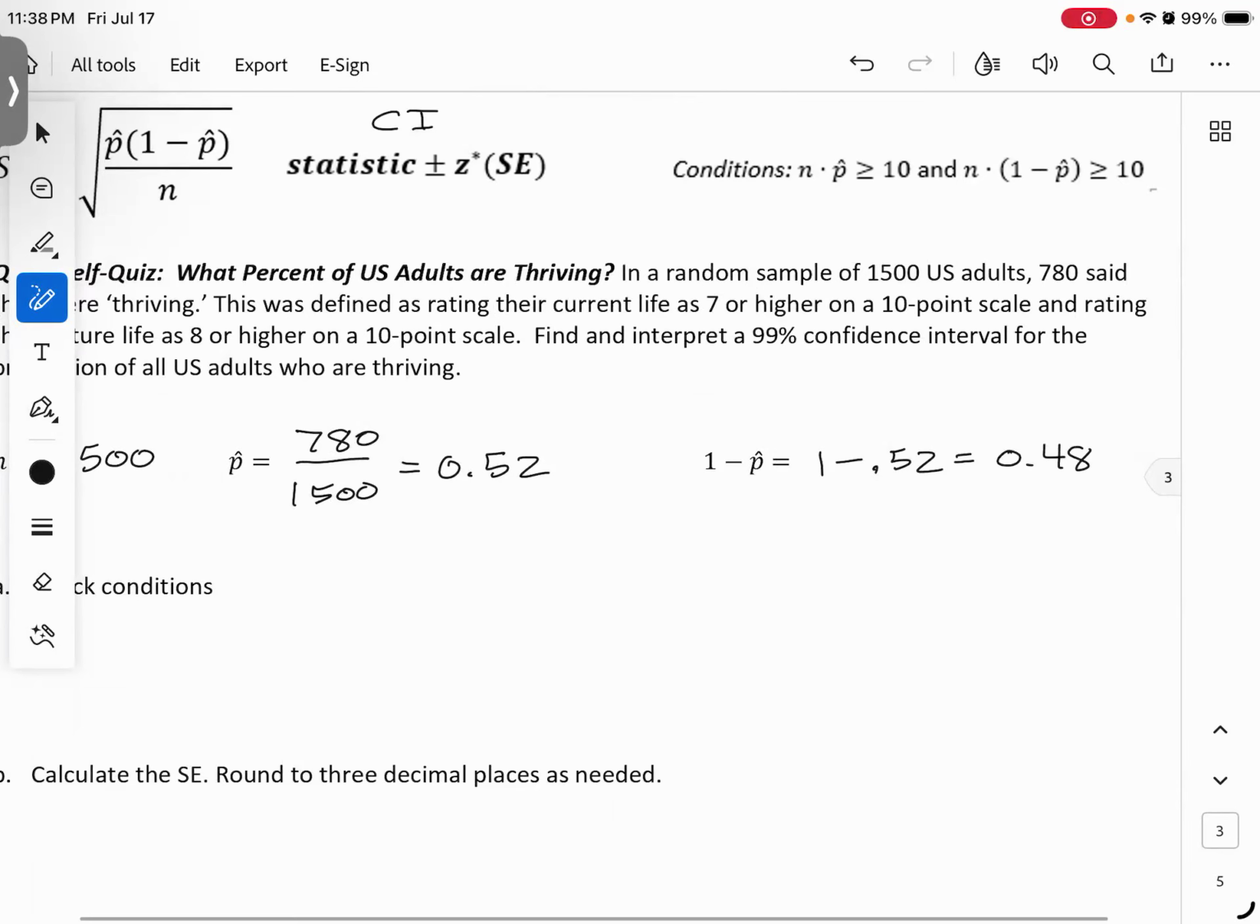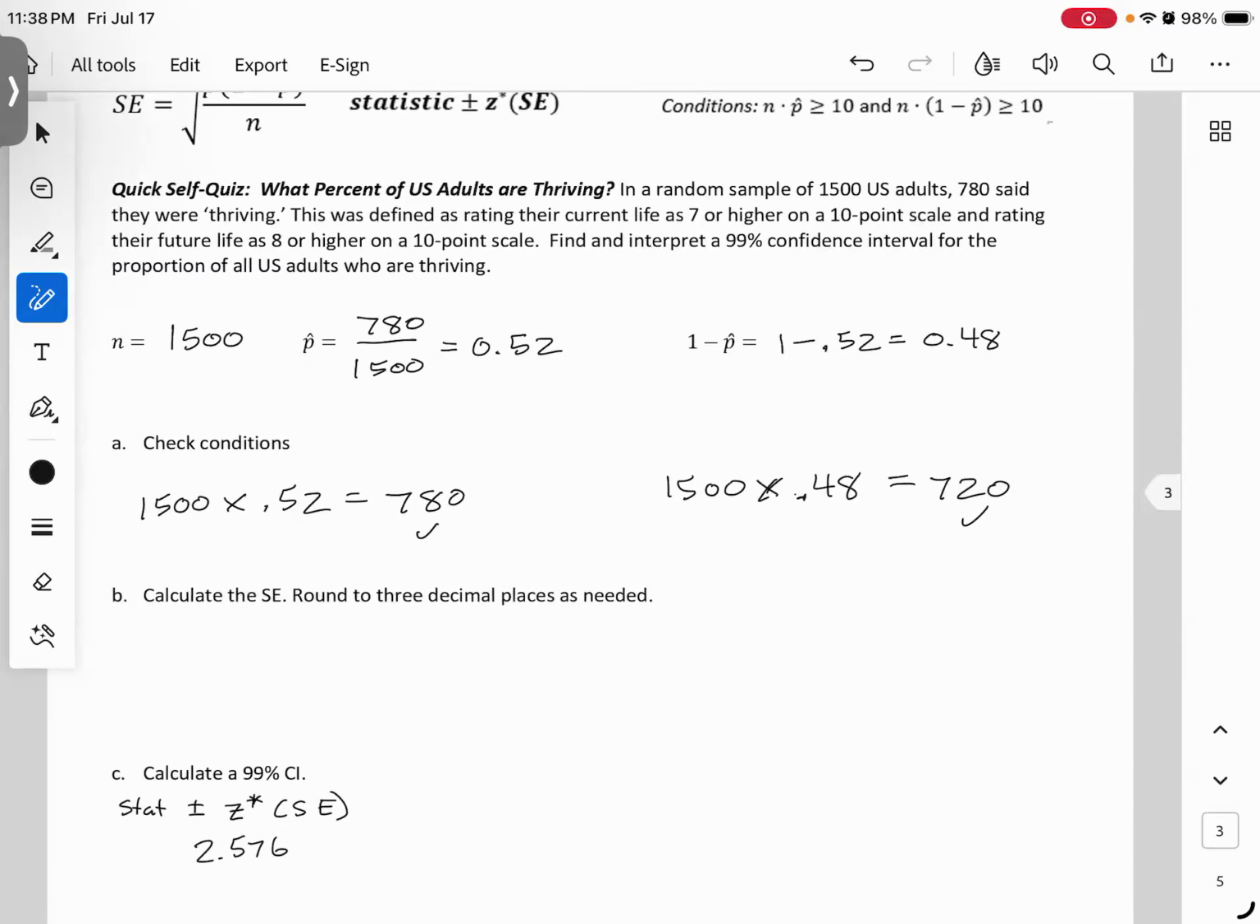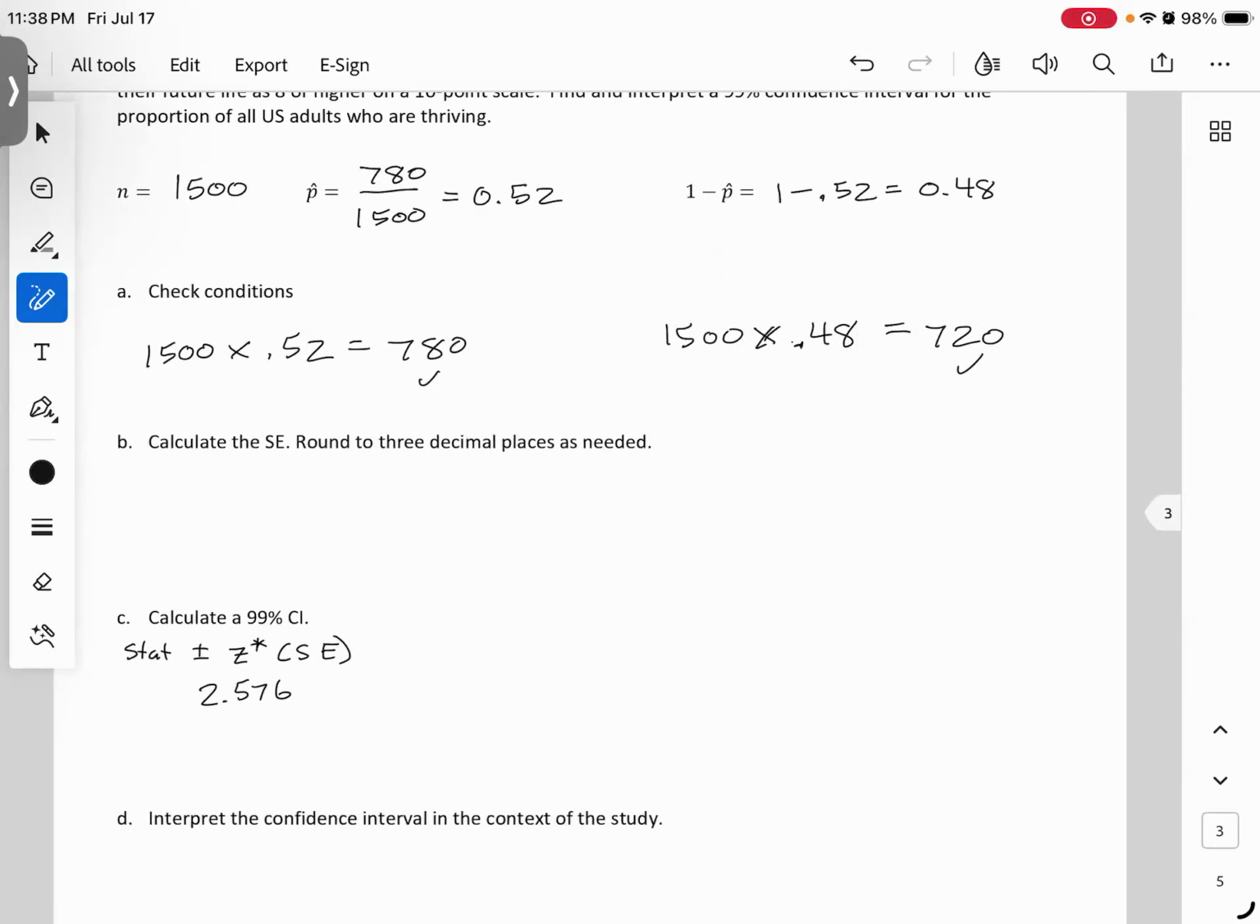And then checking the conditions would be that you multiply the 1,500 times the actual proportion and then the complement, separately. Again, as long as you get something that's bigger than 10, I would just throw a little check mark on that and say, yeah, we're going to be okay to use the normal distribution and the formula that's associated with the normal distribution.